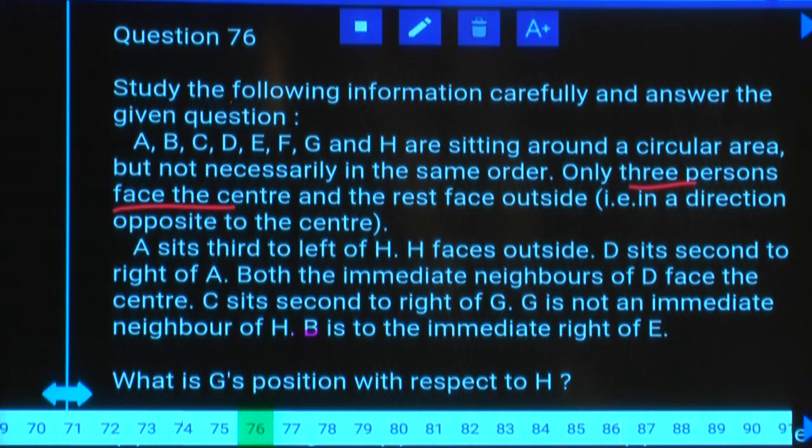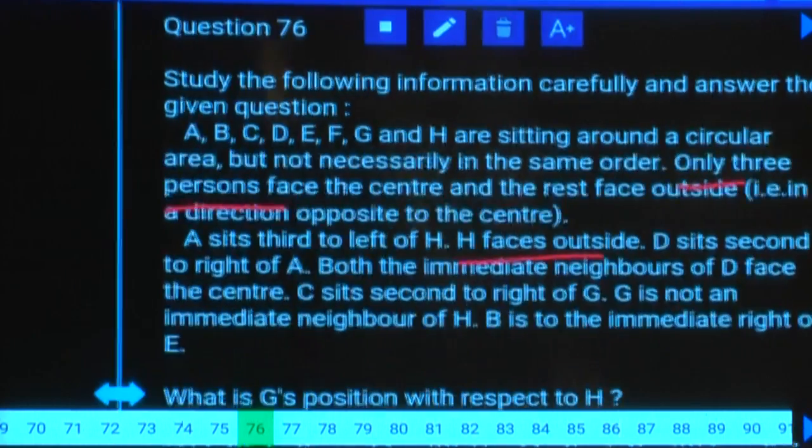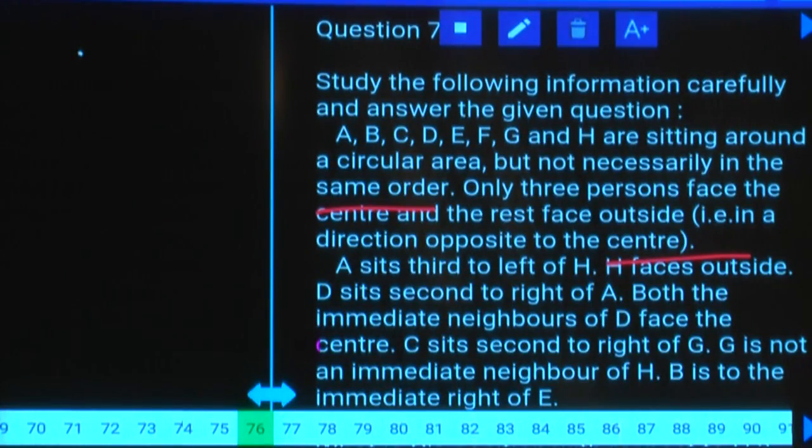Now in these type of questions wherein some persons are towards the center and away from the center is given, first we need to search for any information given about any person facing the center or away from the center, isn't it? Now it is clearly given H faces outside. What is the necessity of checking that information? Because we can directly start from that point itself. Now H faces outside. Now let us write down the case.